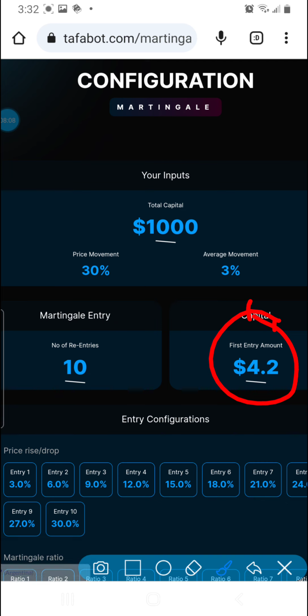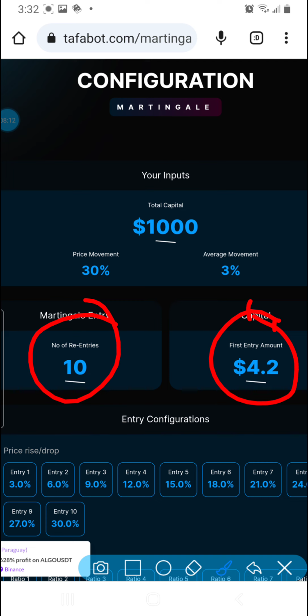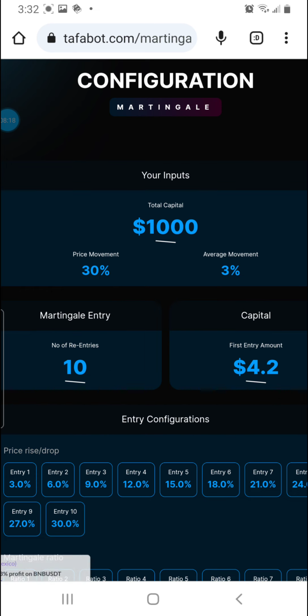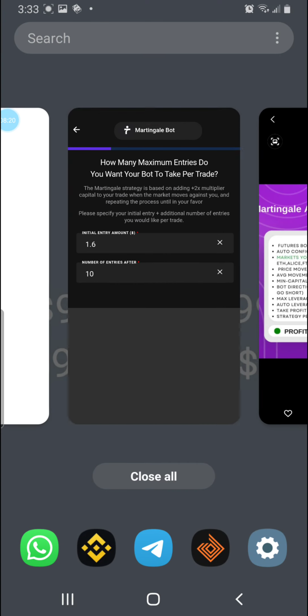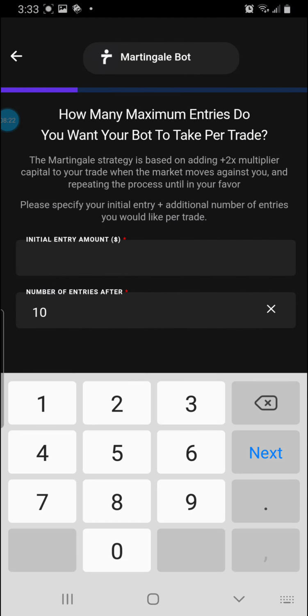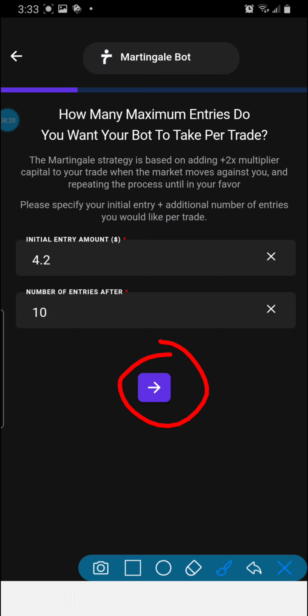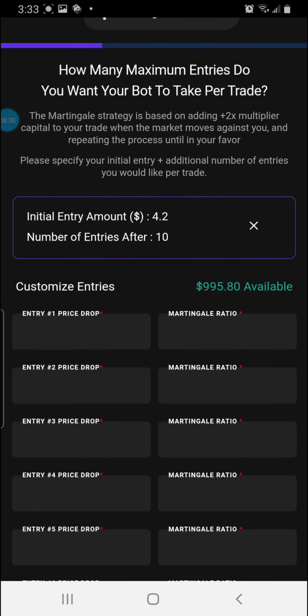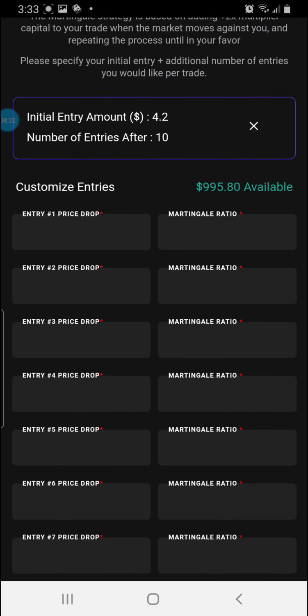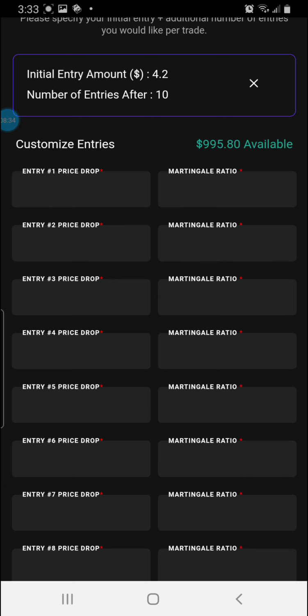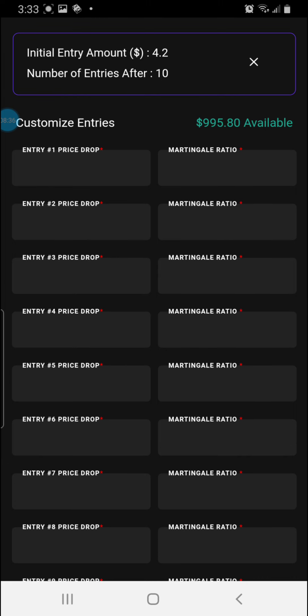So let's use these indicators and fill our manual configuration. The first entry is 4.2 and number of entries is 10. So let's take that here. 4.2 and 10. So I click this arrow, and I come here. 4.2 and 10. So I am to fix in every other entry here.